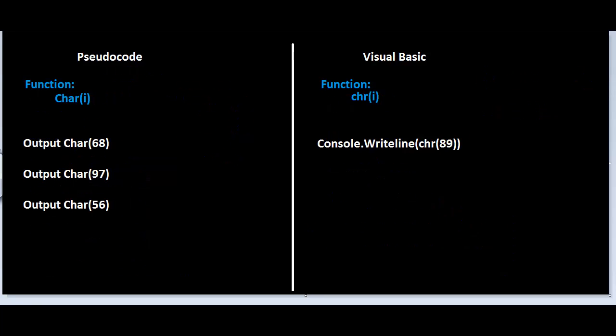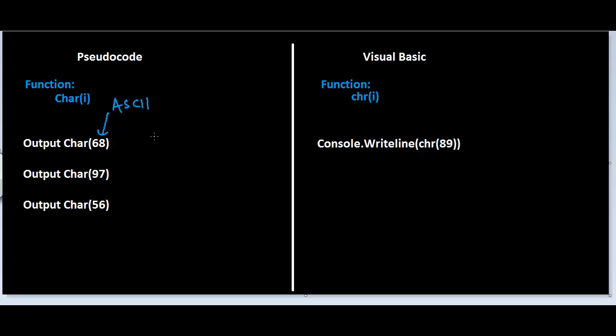Alright, so the next function that we are going to be studying is called the char function. What we do in this function is that as a parameter we pass the ASCII code. So 68 is the ASCII code, and we want to find the corresponding character.